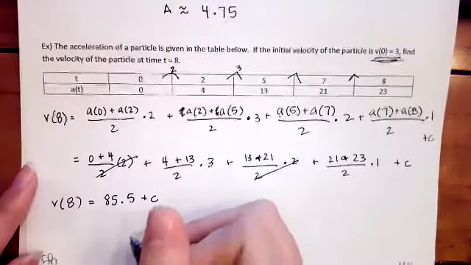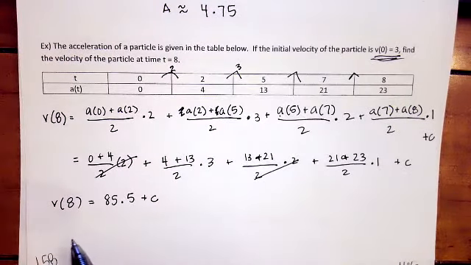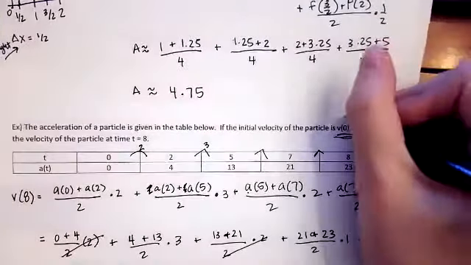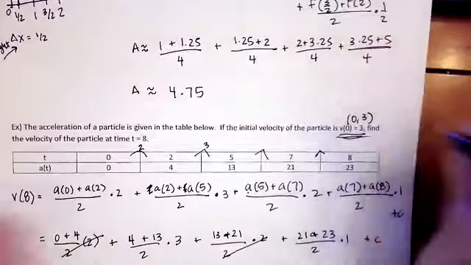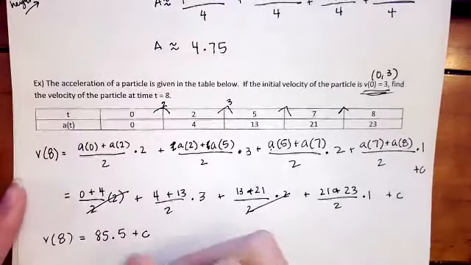We are given an initial condition that when t is 0, velocity is 3. That is like our y-intercept, right? So that would be c.